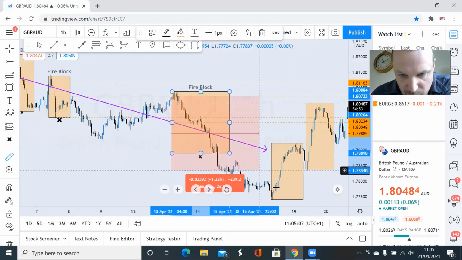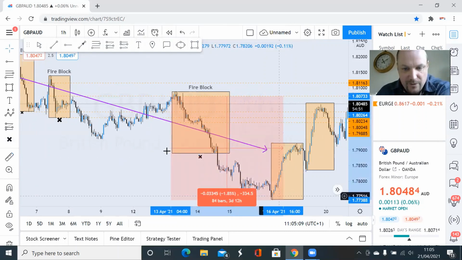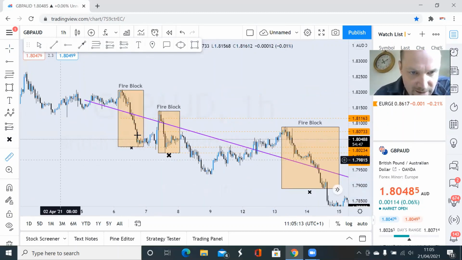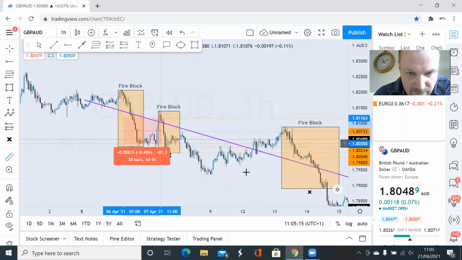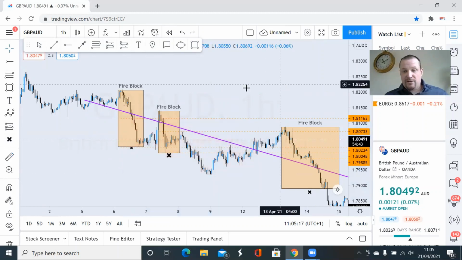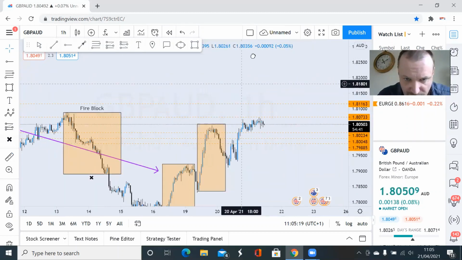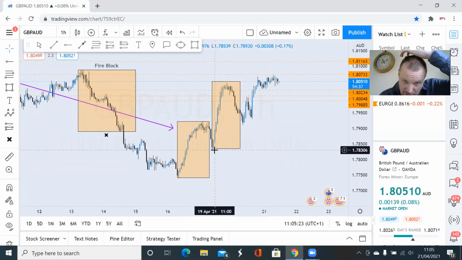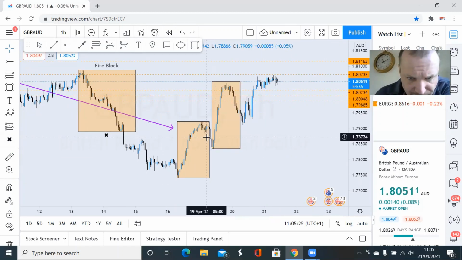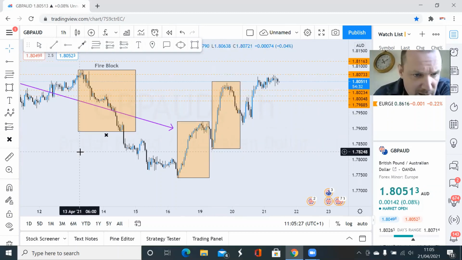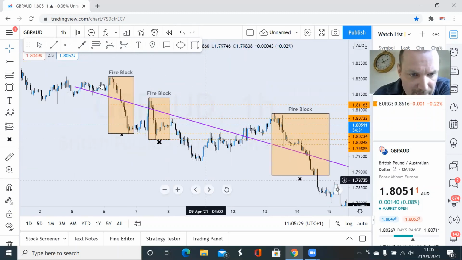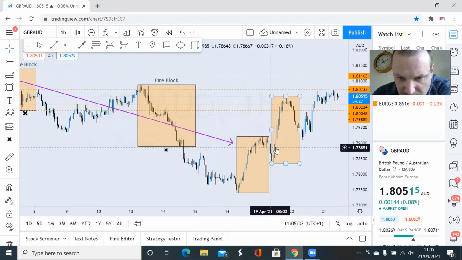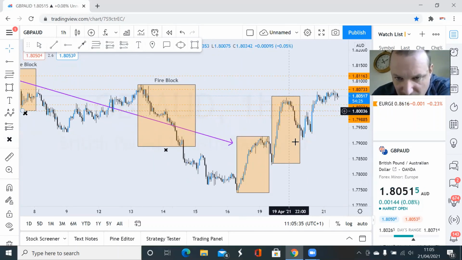This block, it went all the way down to 334, and you get the gist. And from there, it's come back to retrace that. It's on 183 pips from there. And at the moment, we are creating some new fire blocks. However, we've done the retracement. It's pushed out here, but it's never come back in.